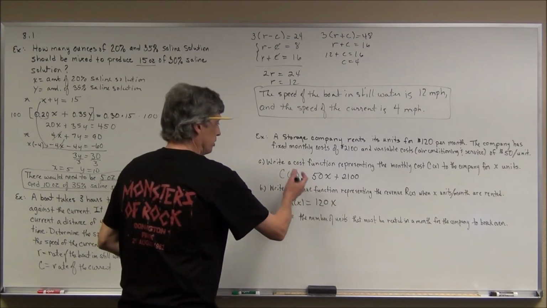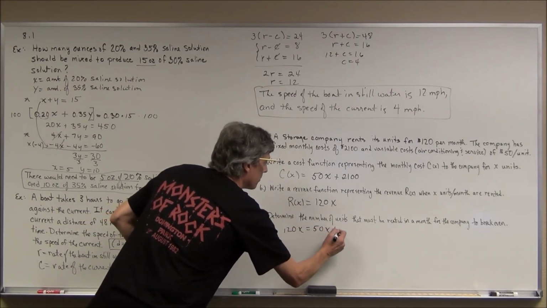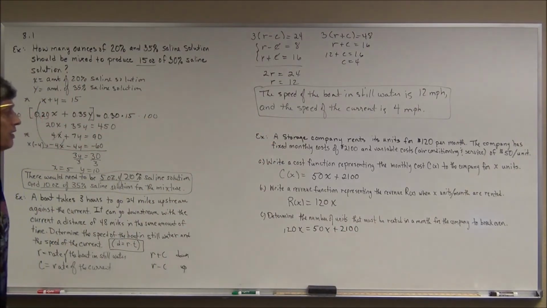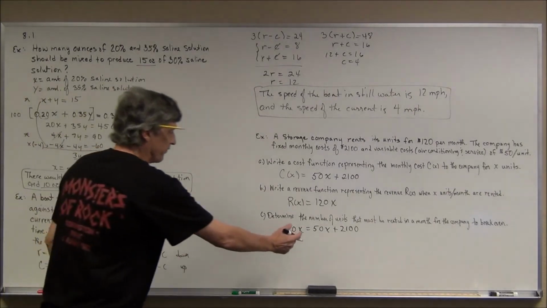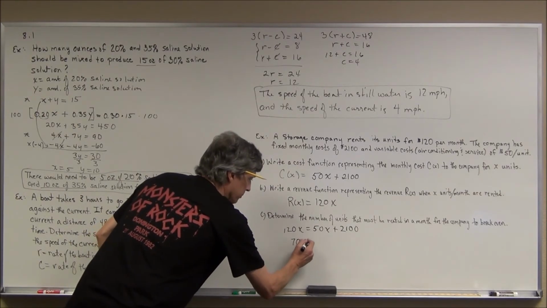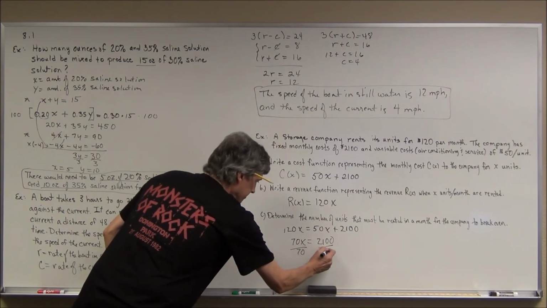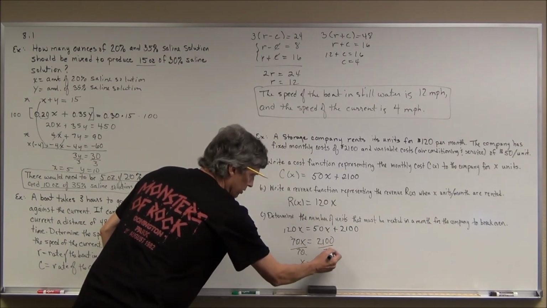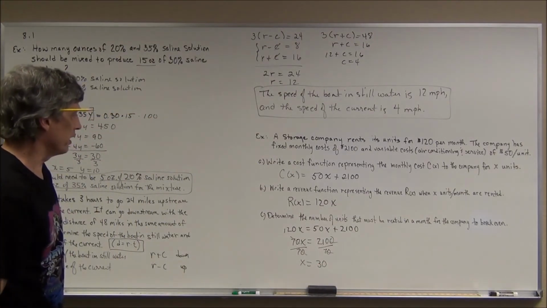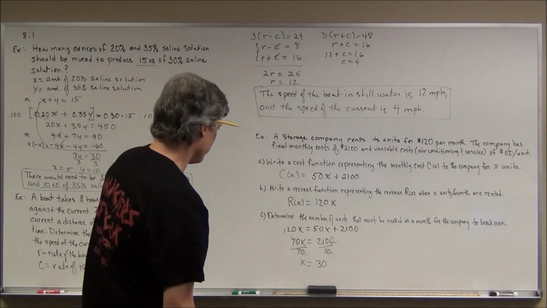So if I was to use substitution, I would get 120x is equal to 50x plus 2,100. We want to set the cost and the revenue equal to one another to find where it breaks even. And that's a fairly simple equation to solve. I will subtract 50x from both sides. We're running out of space here. Divide by 70. And I will get x equals 30. So it looks like if they have 30 units rented, they will bring enough money in to pay for all their costs and break even for the month.